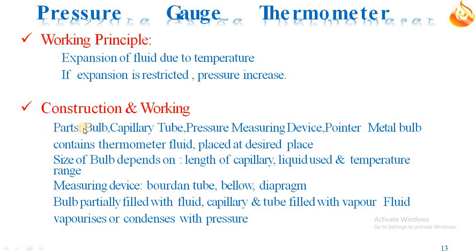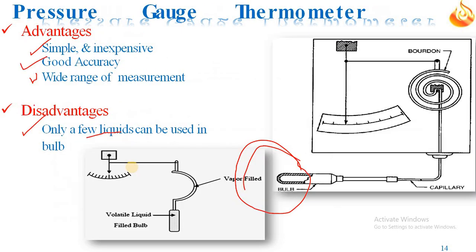Here we can see the construction and working, that is, the different parts which we can observe in this instrument. First is the bulb, capillary tube, pressure measuring device, and pointer. The bulb is a metal bulb containing the thermometer fluid, that is, temperature sensitive fluid, which is placed at the desired place. We'll discuss this with the help of a diagram. Here we have the diagram for the liquid pressure thermometer or pressure gauge thermometer.